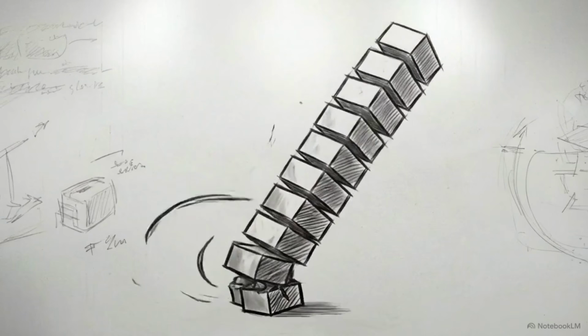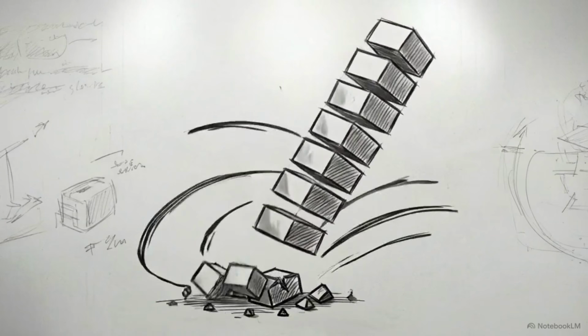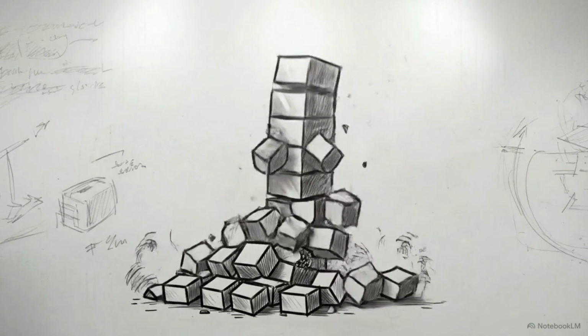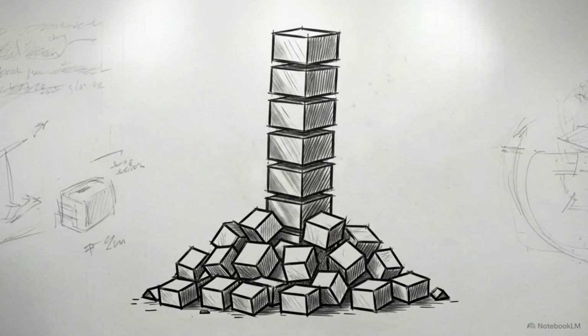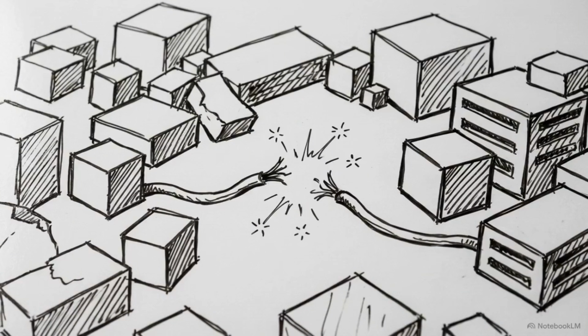This generated video shows a massive tower of metallic blocks, wobbling and eventually collapsing under its own structural weight. It illustrates a core tension in scaling autonomous agents. Adding new capabilities increases structural fragility.